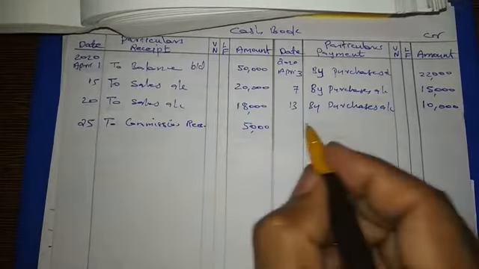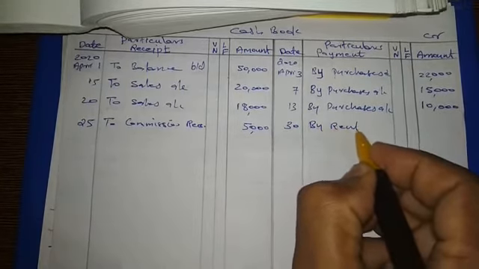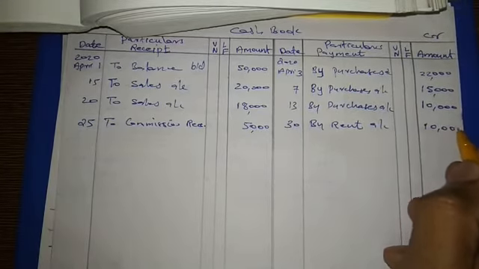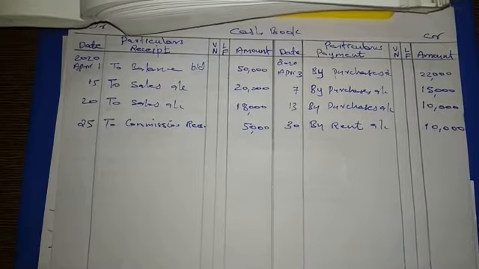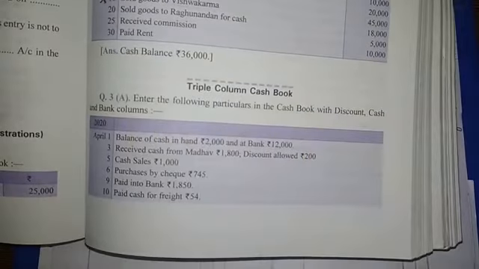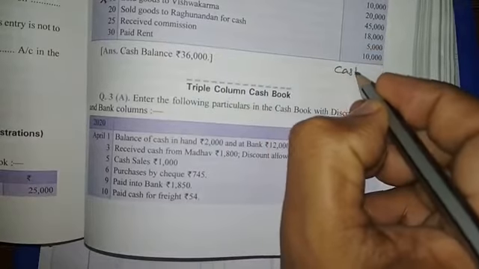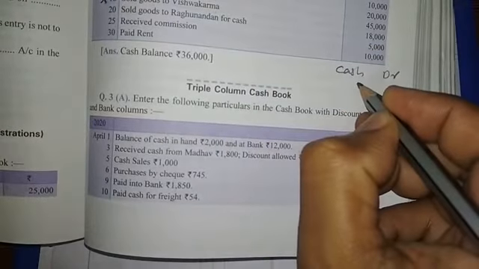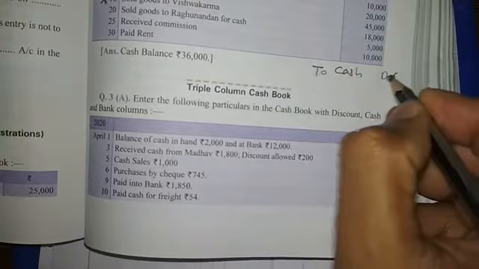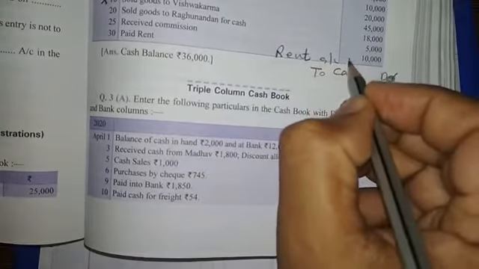Next, paid rent on 30. Payment by rent account. Amount is 10,000. And remember, if you are taking the last transaction, paid rent, what is the journal entry? Paid rent journal entry is cash account debit to, cash we have to credit. So to cash is coming. Debit will be rent. Rent account debit to cash.